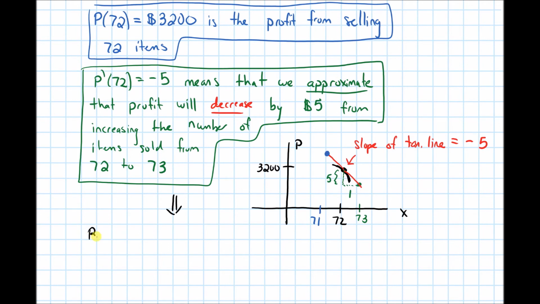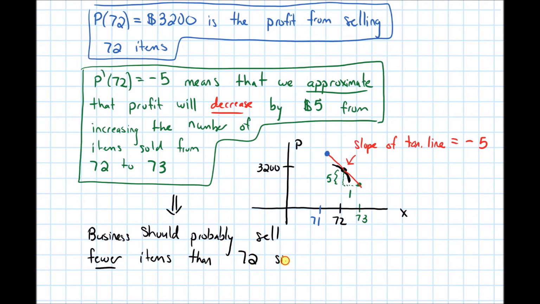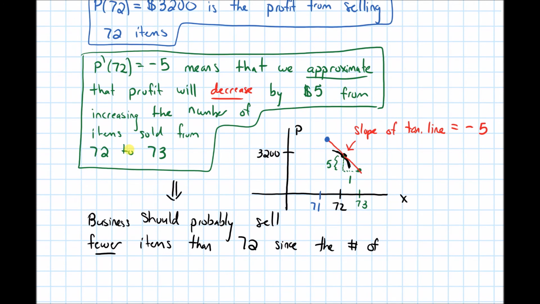Okay, so the business should, as a result, probably sell fewer items than 72, since decreasing the number of items sold from 72 to 71, from 72 to 71.